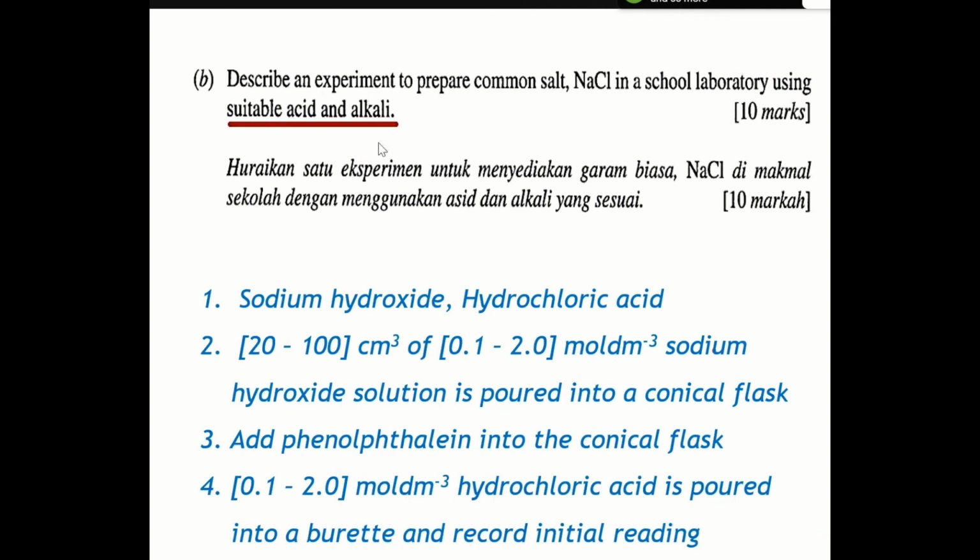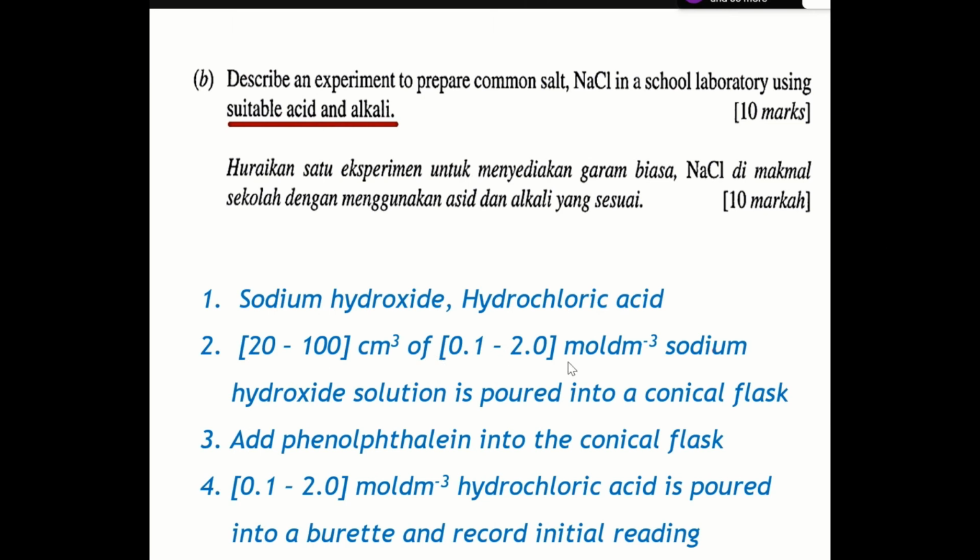So the question here says you're going to describe it using a suitable acid and alkali. So point one is given for this: you give the name of the alkali and then the acid, right? Now when we carry out the experiment, be it qualitative or quantitative, volume and concentration are very important and must be mentioned. For the conical flask, the range for the volume is 20 to 100 cm³ per time. Concentration is 0.1 to 2 molar.